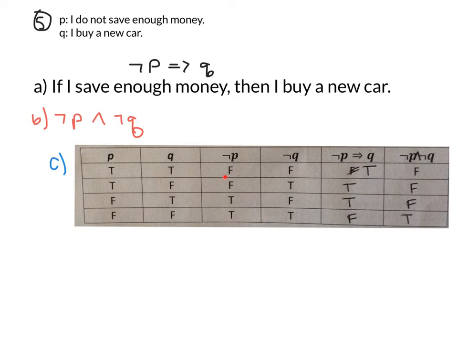And then you have not P and not Q. So for an and, the only time this is true is if they're both true. So as soon as you see a false, it's going to be a false. So for the first 3, I have at least one false, so the and is going to be false. And then the last one, I have a true and true, so it's a true.